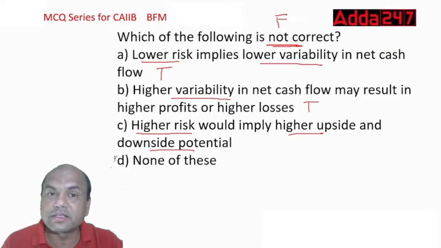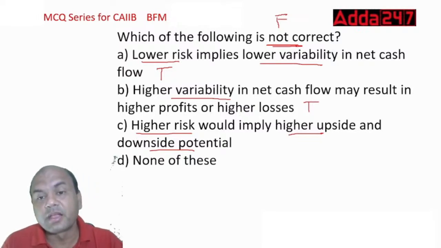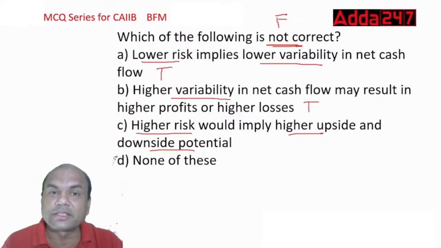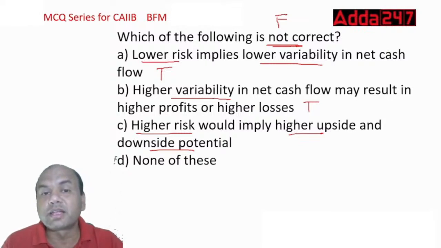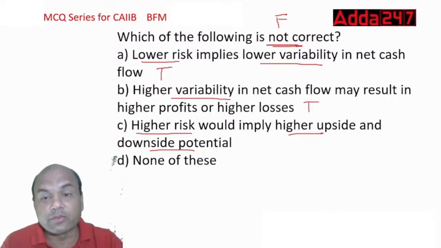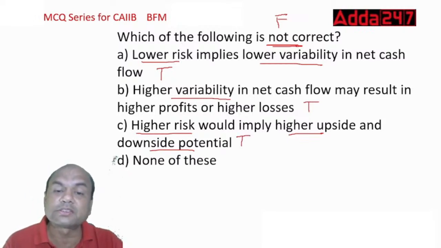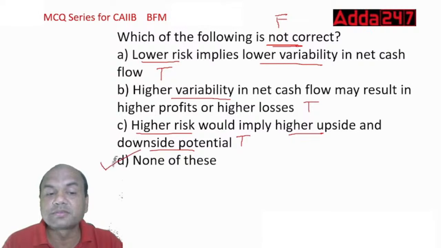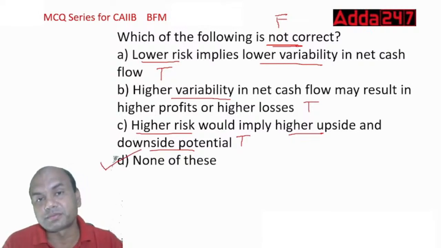Have you seen day trading in the stock market, in options or futures? Mainly these two only, options and futures. You'll see this sign: higher upside, higher downside. Anyone, just type in the comment section if you have done trading in Bank Nifty. Anyone has done? There you'll find this higher upside, higher downside, higher risk. So that is also true. So which is false then? None of these. All of them are true.